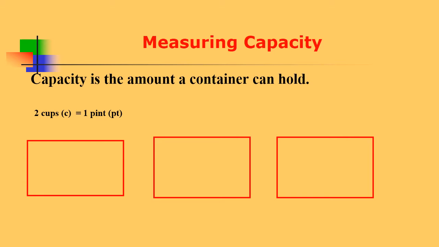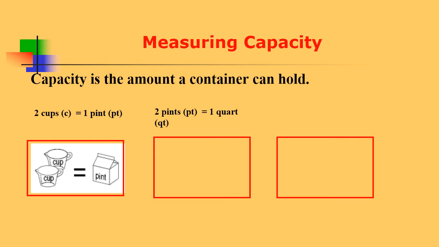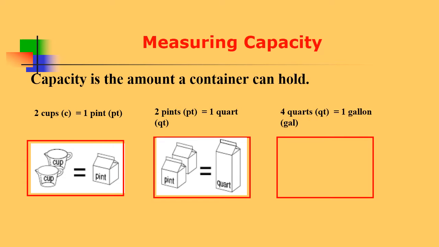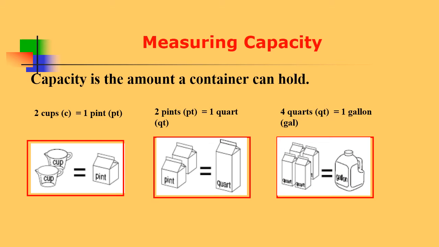2 cups equals 1 pint. So here we have 2 cups, and that will give us 1 pint. 2 pints equals 1 quart. So now we're going to take those 2 pints and we will get 1 quart. 4 quarts equals a gallon. So let's go over again. 2 cups, 1 pint. 2 pints, 1 quart. 4 quarts, 1 gallon.